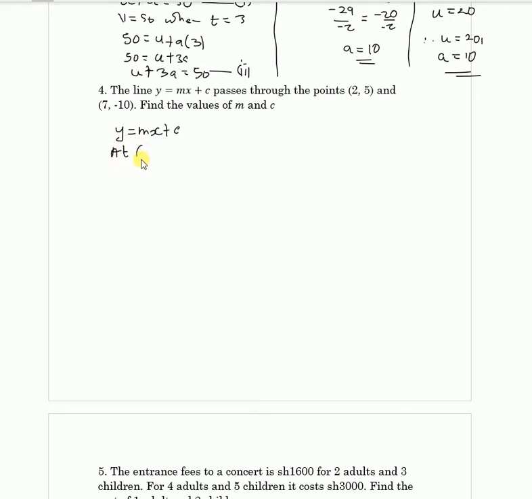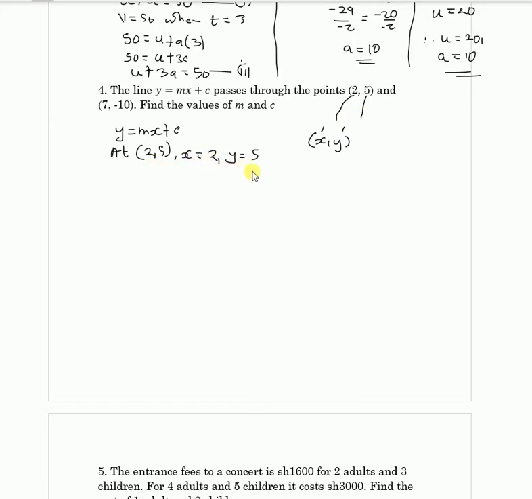at (2, 5) we have that x is equal to 2 and y is equal to 5. That is what we have here. This is a line passing through that point. So if this line passes through that point, it is the point (2, 5). And remember, every coordinate is written in the form (x, y). The x value first, followed by the y. So this one is the x and this one is the y. So at this point, x is 2 and y is 5.